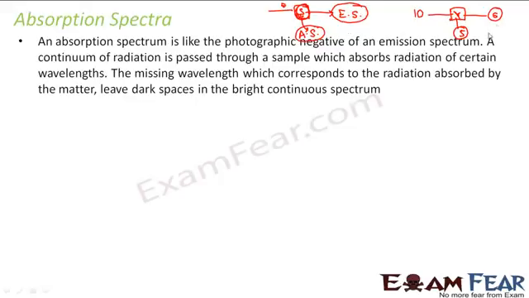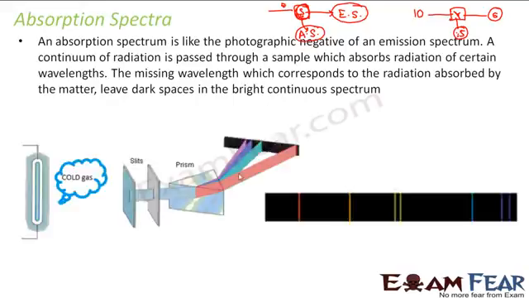Here, 5 rupees was missing. So, where is that missing 5 rupees? It is in the absorption spectrum, right? So, an absorption spectrum is like the photographic negative of an emission spectrum. A continuum of radiation is passed through a sample which absorbs radiation of certain wavelengths. The missing wavelength, which corresponds to the radiation absorbed by the matter, leaves dark spaces in the bright continuous spectrum. You understand it in this way. This is how you get your absorption spectrum.